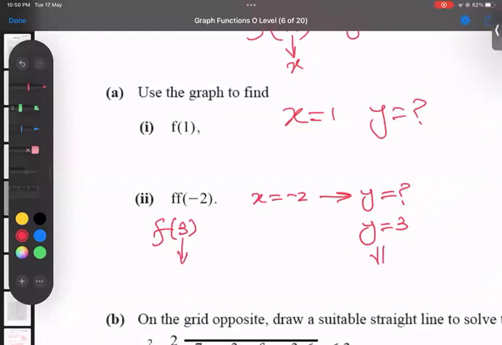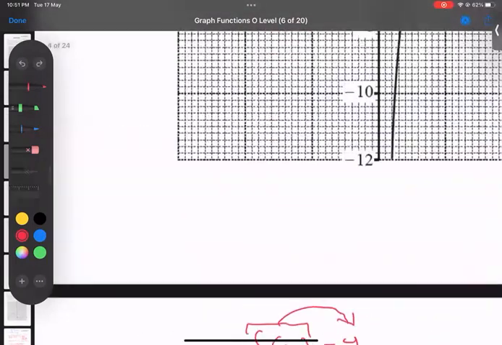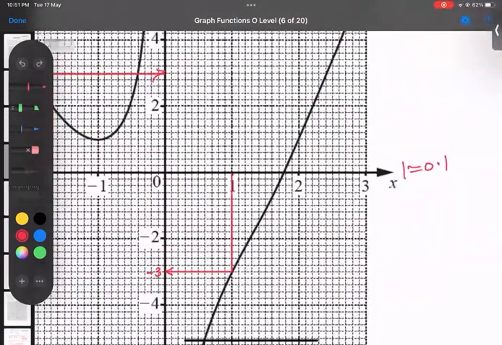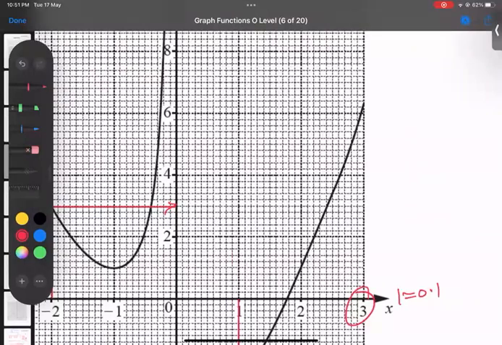It means this will behave as an x. So x is equal to 3 and find the final y. First I checked x as -2 and I got the y value 3. Now this y value 3 becomes the x value for the next function. So find y when x is 3. Find y when x is 3. So x is 3 is here. Go on the graph, meet here and go here. And my answer turns out to be 6.4.